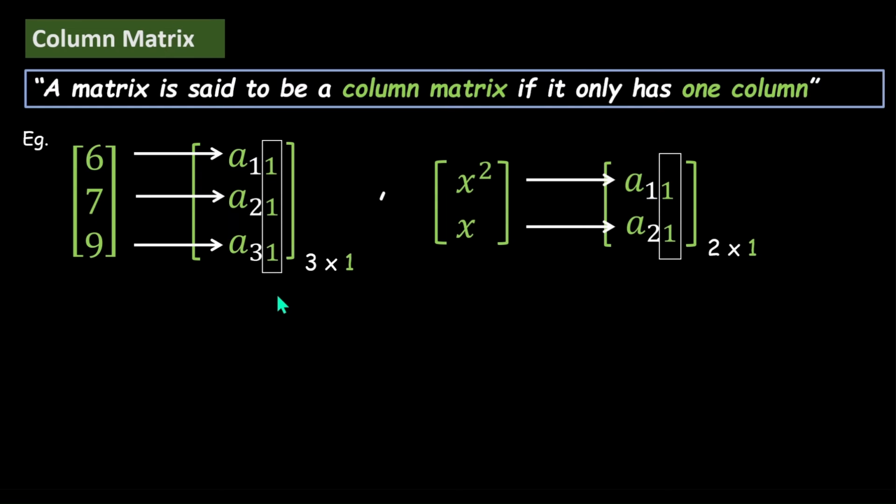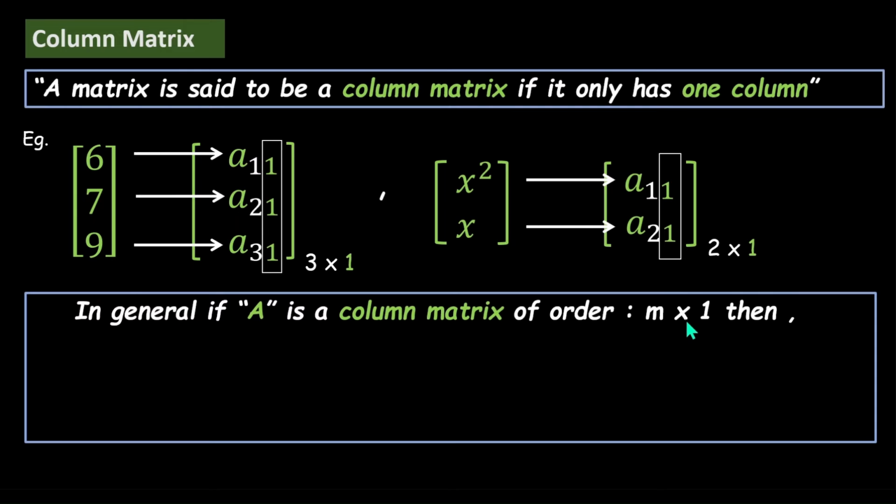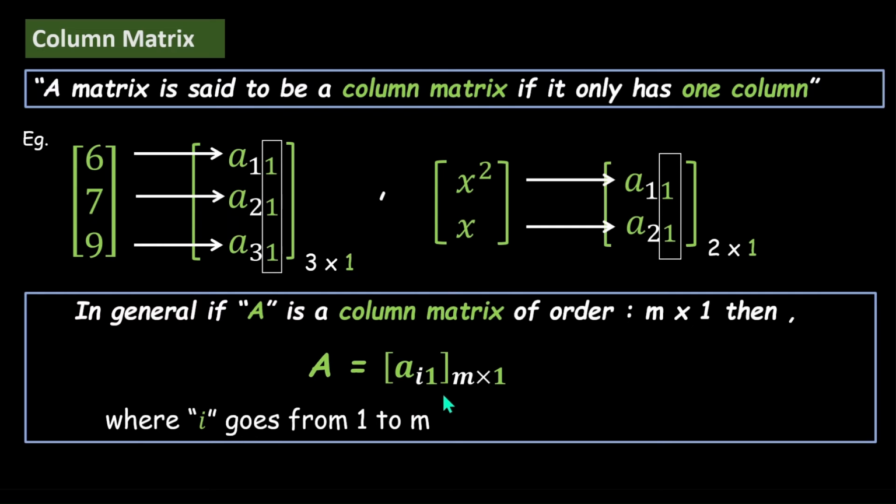And so in general, if we have to write any column matrix of order m cross 1, then we use a notation something like this, where any element of matrix A will be a_i1, where 1 remains constant as we saw because it's a column matrix, whereas i goes from 1 to m, where m is the number of rows.